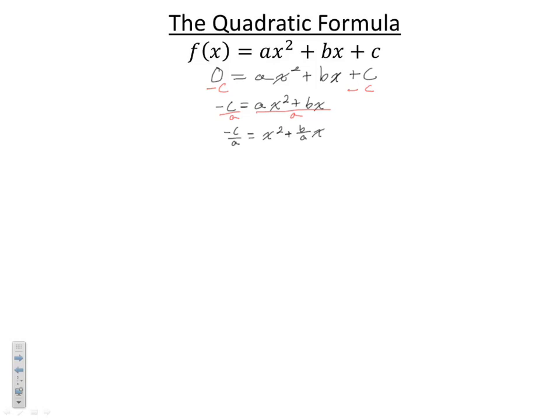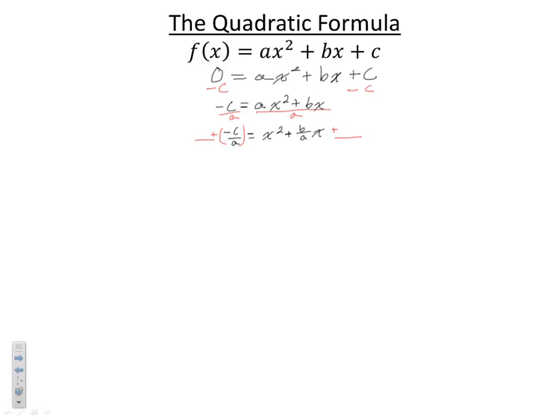All right, I want to find something that I can add to both sides of the equation, in particular the right side. I want to add something to the right side of the equation that's going to make that a perfect square, so that it factors into x plus something squared. All right, and there's a method for coming up with that. That's part of the completing the square method.